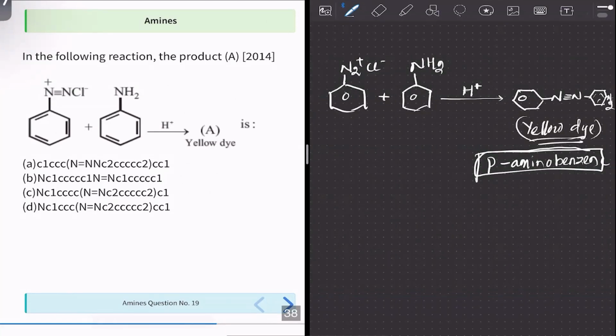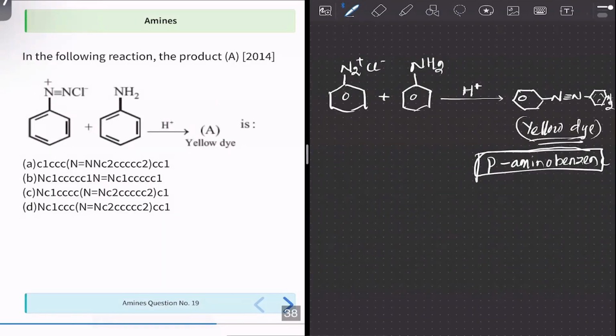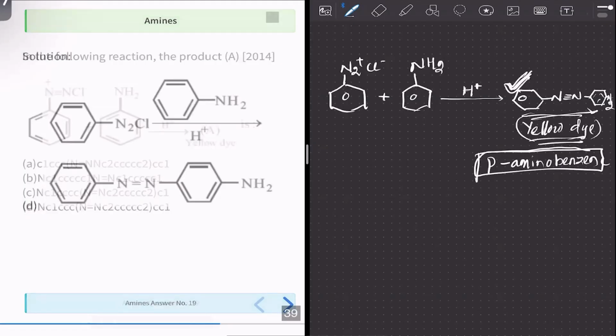So let's move on to next question. Options are incorrect here, but the final answer will be this para amino azobenzene, and the structure will be this. Options given are incorrect.